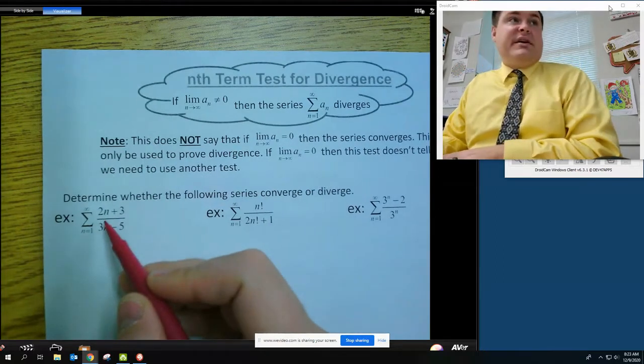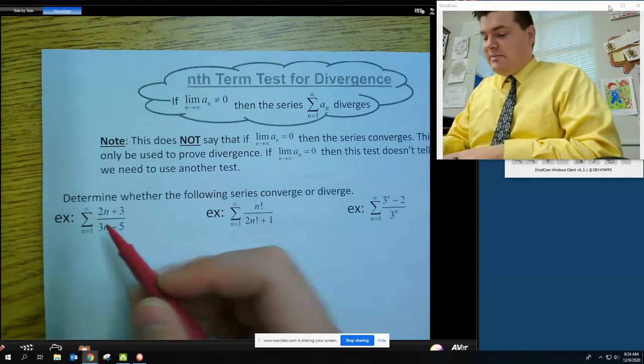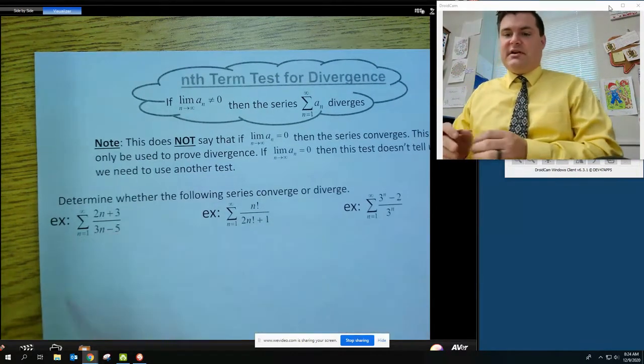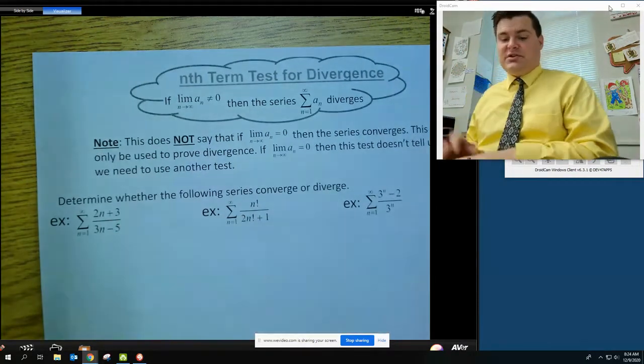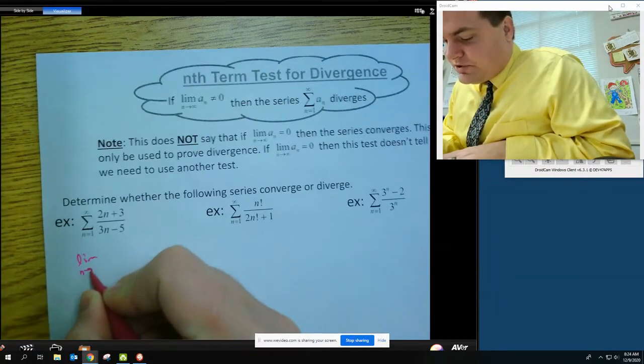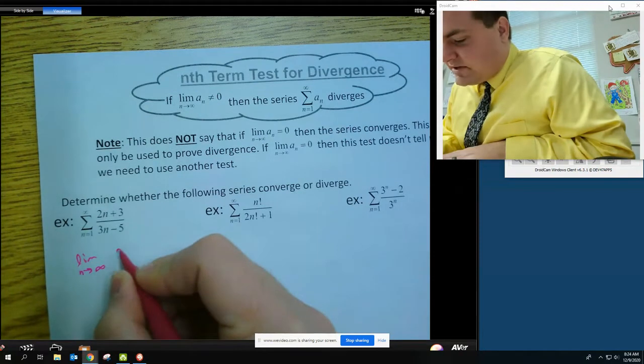So if I'm looking at this series right here, it does not look like it's geometric. It's not telescoping because we can't split this up into 2 different fractions. So let's go ahead and find the limit as n approaches infinity of this term.